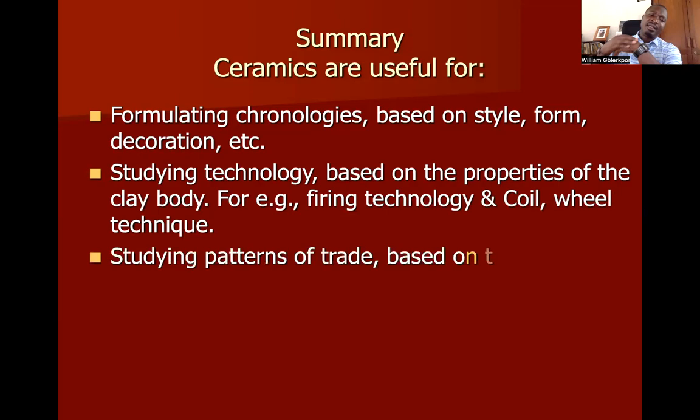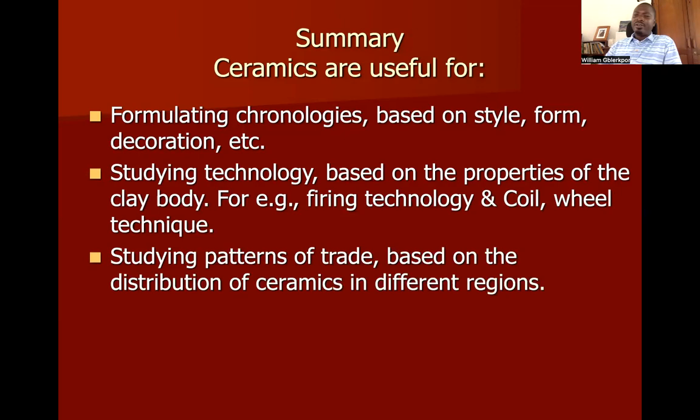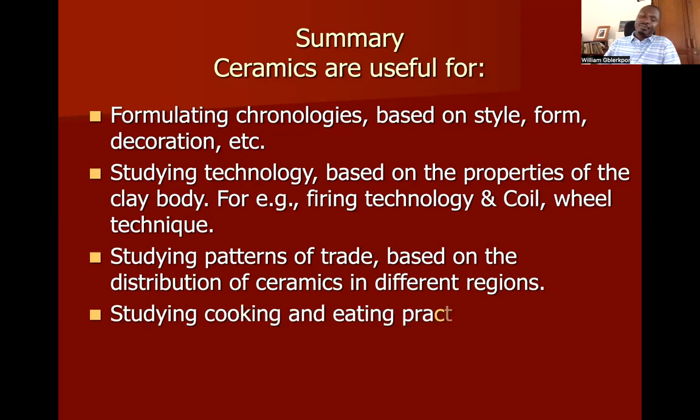Then we have studying patterns of trade based on the distribution of ceramics in different regions. Based on where we are finding, where the production was done and where the consumption was made and uses of ceramic, we can tell patterns of trade relations, social relations, political boundaries, and so on and so forth. Cooking and eating practices, we can understand environmental changes and preferences, and so on and so forth. So these are some of the elements that I think are important when it comes to ceramics analysis that I would like you to familiarize yourself with.